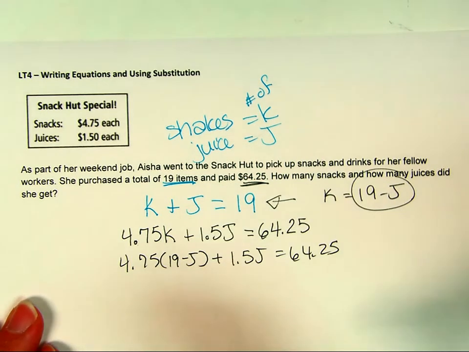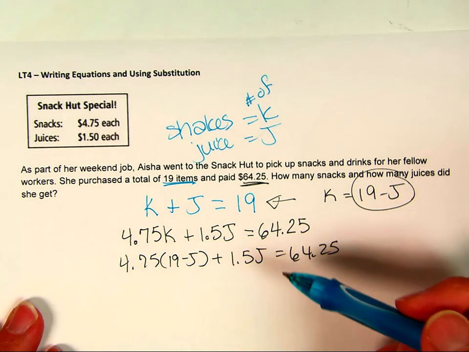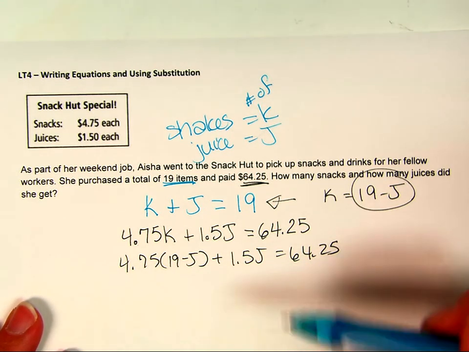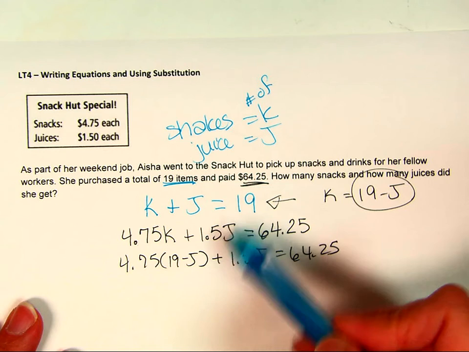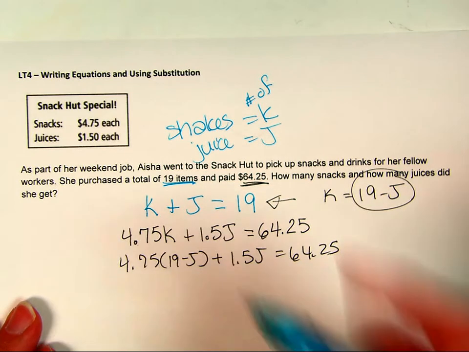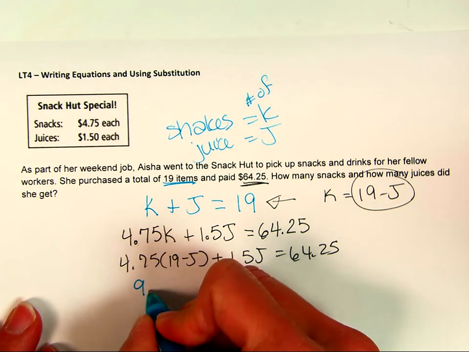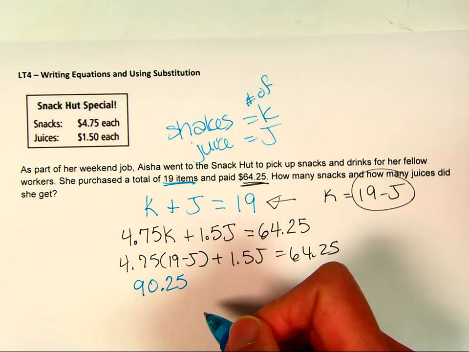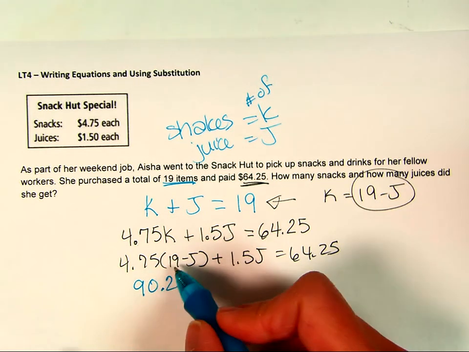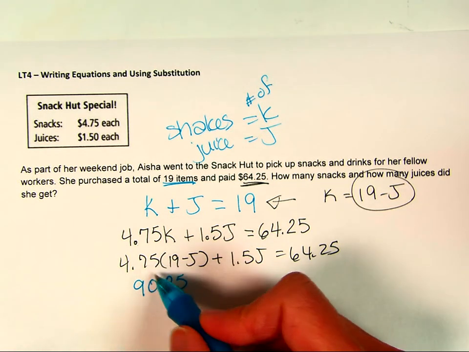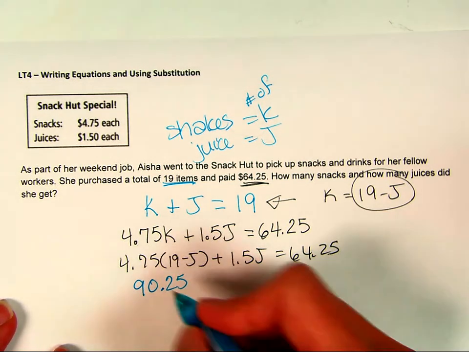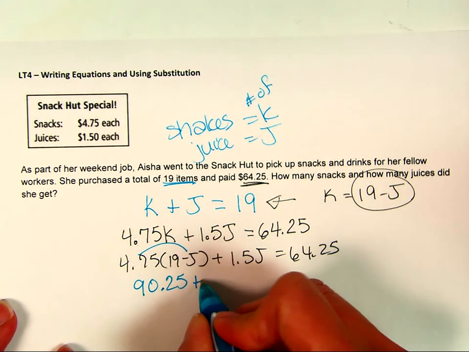$90. That's a problem. That's a really big problem. Why is that a problem? Because she couldn't have spent $90 on... Oh, okay. That's not a problem. We're just going to go for it, because hopefully it'll work out at the end. I'm thinking she couldn't have spent $90, but it's not that she bought 19 snacks, right? She bought 19 minus J, so it just messed me up for a minute. We're going to distribute. It'll work out.